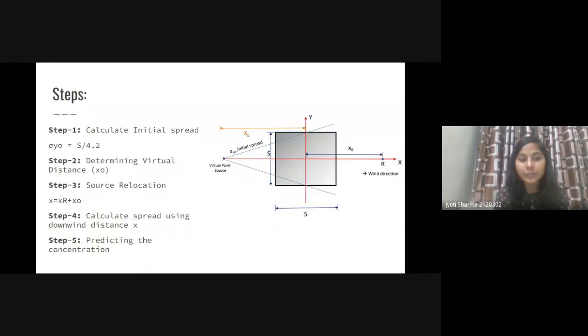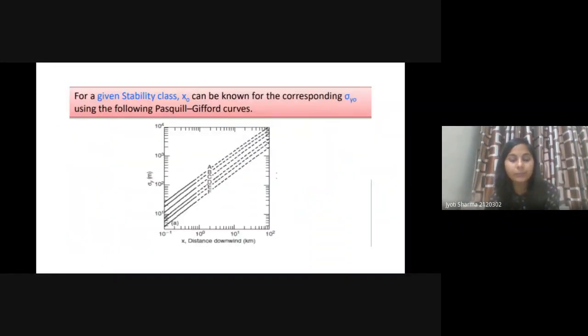How can you calculate this virtual distance? If you have the standard deviation, or the initial spread, based on the graph you can calculate the virtual distance, that is x node. If you have x node and xr, then you locate your source. Then you get the x value, meaning the distance from that virtual point source to the receptor. Again, with this distance value, you calculate the spread using the graph, and then you predict the concentration. So these are the 4 steps by which you can calculate. And this is the graph.